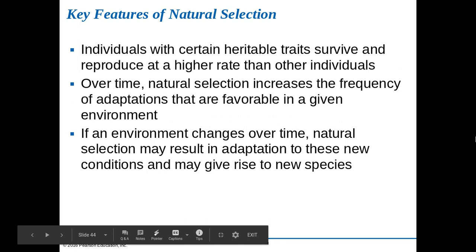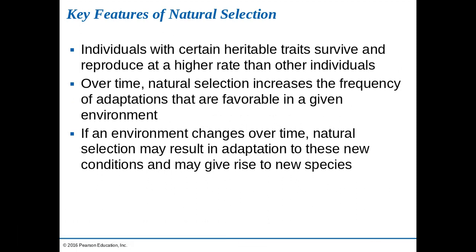A couple key notes about natural selection. First of all, individuals with certain heritable traits, inheritable is important, survive and reproduce at a higher rate than others. Also, over time, natural selection can increase the frequency of adaptations that are favorable in a given environment. So over many, many years, you'll start to see a shift in the traits that are present. And then finally, if an environment changes over time, natural selection may result in an adaptation to these new conditions and may give rise to new species.